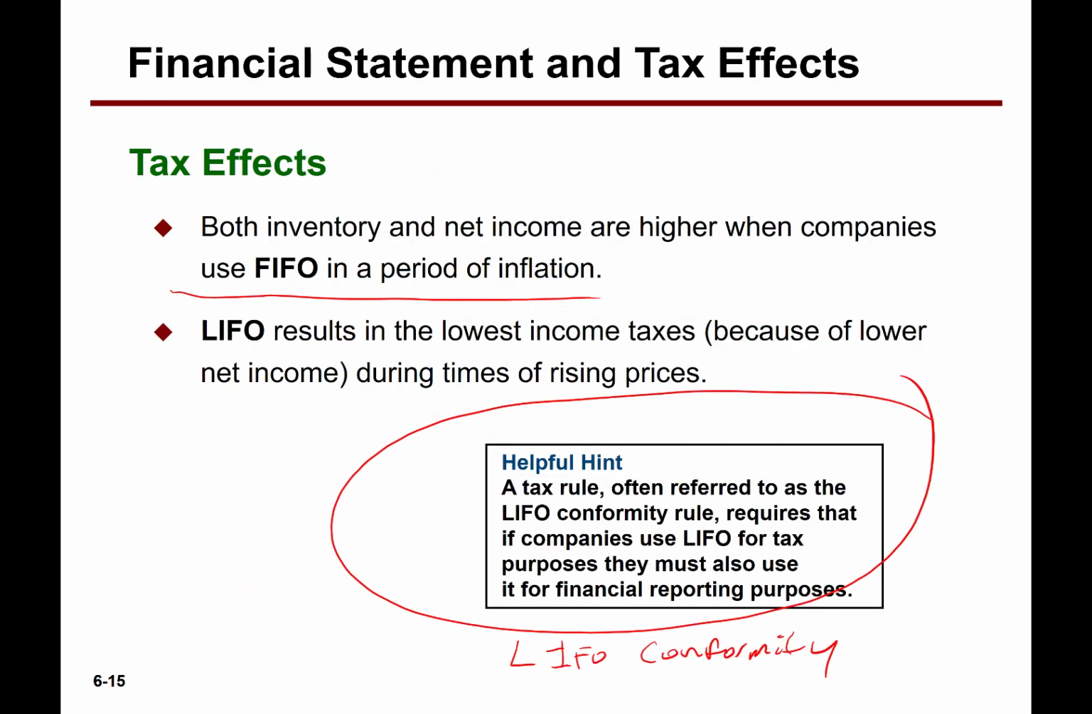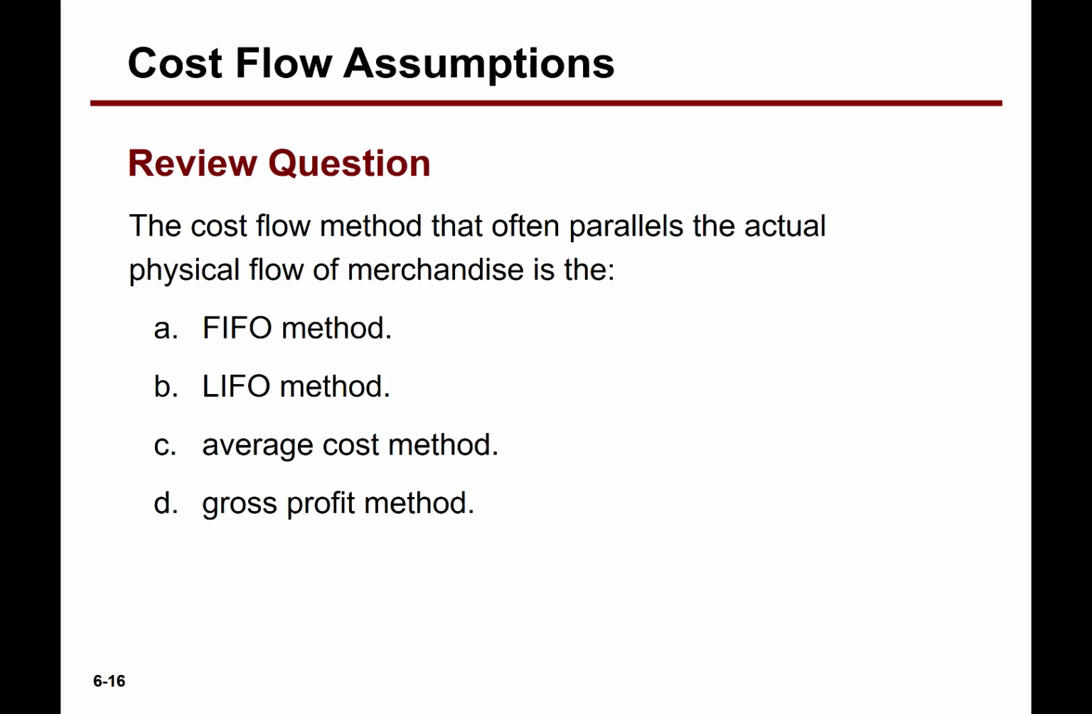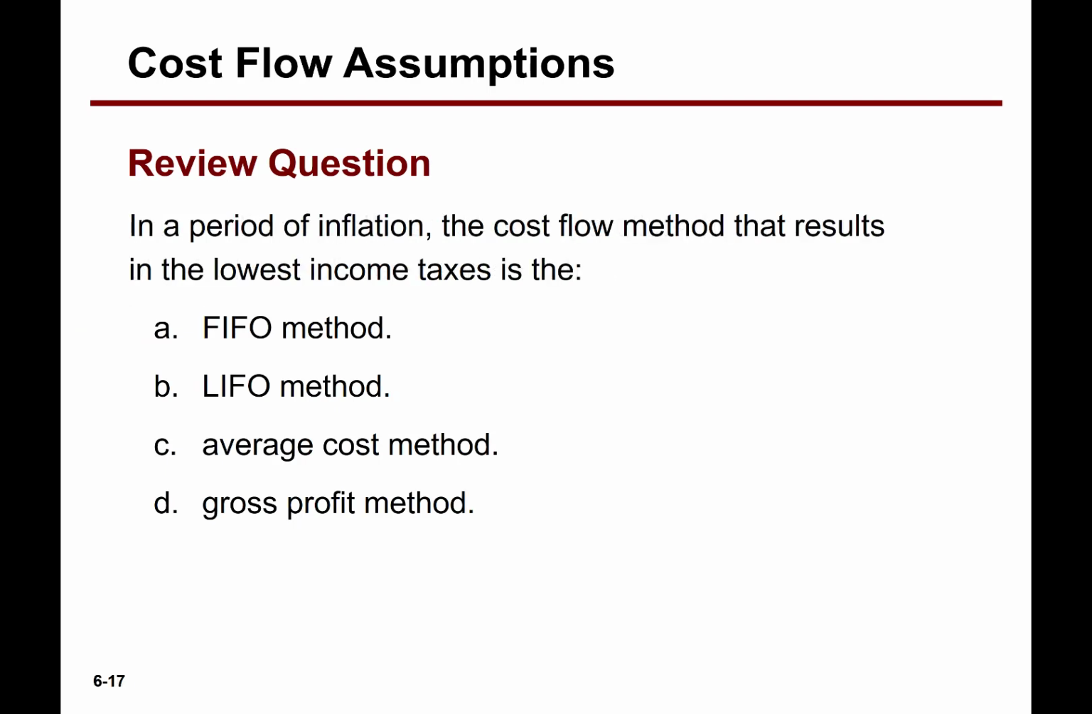Okay, so we had the tax effects, right? And then what? The cost flow method often parallels the actual physical flow of goods is what? FIFO mirrors the actual flow, right? Like those notes, okay? Good. In a period of inflation, the cost flow method that results in the lowest income tax is LIFO. Good, right? Rising prices. Okay, period of inflation.